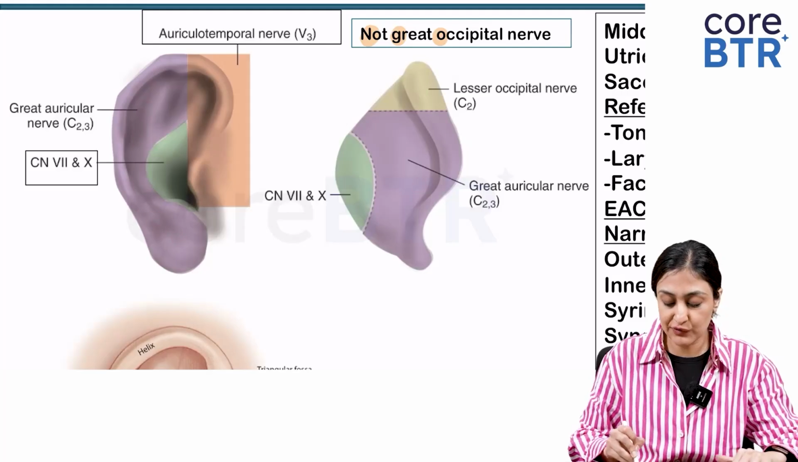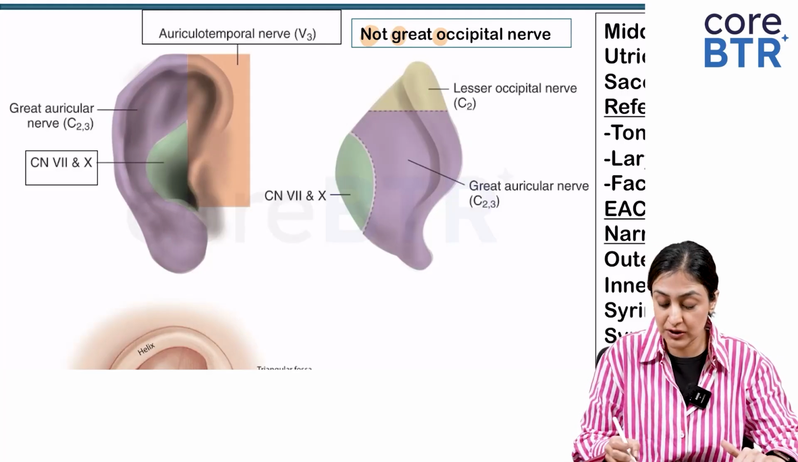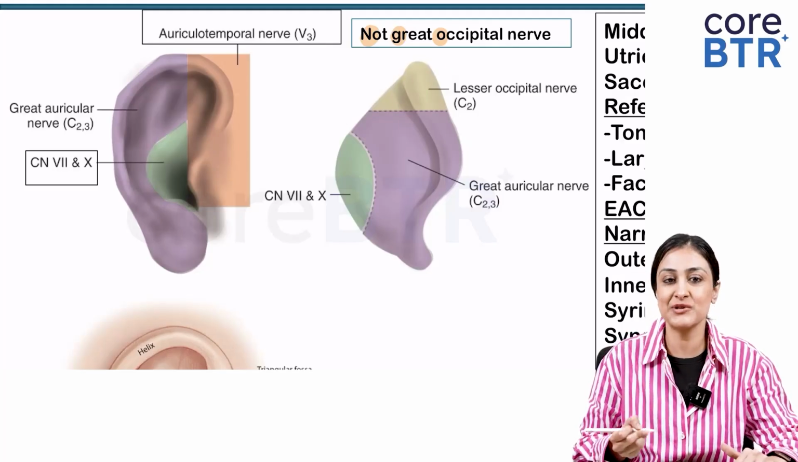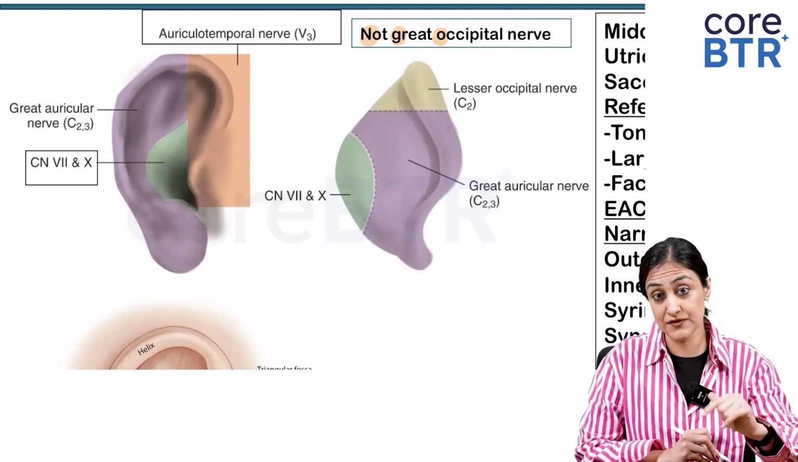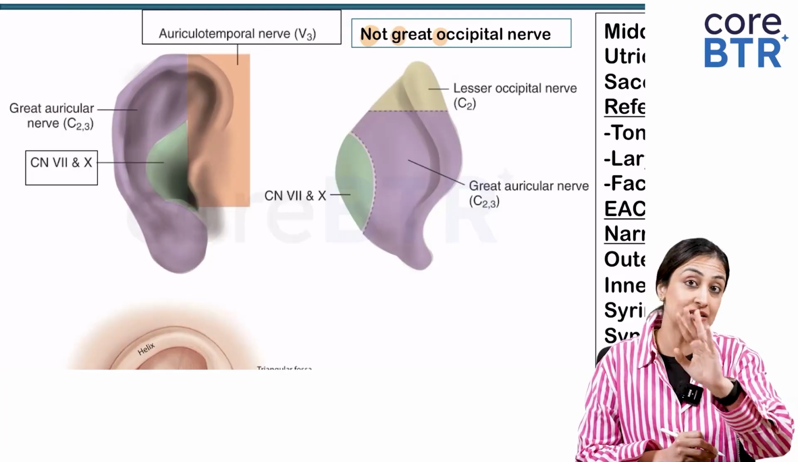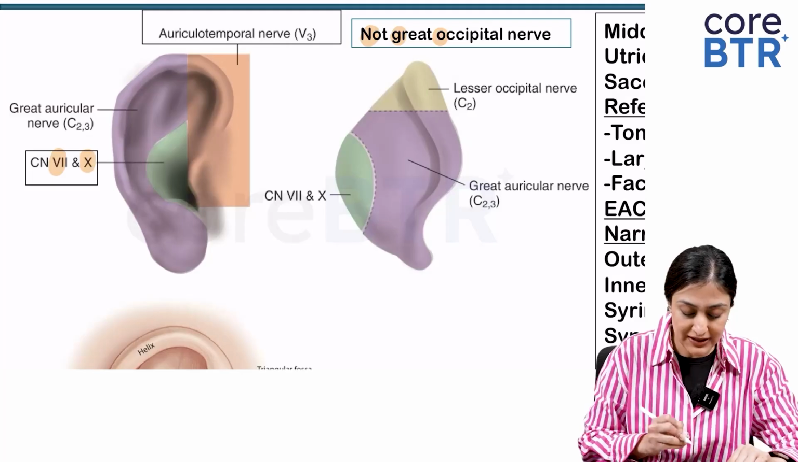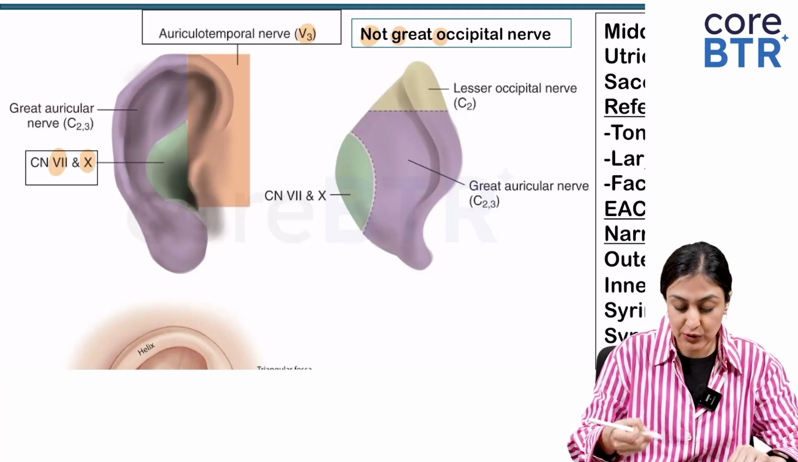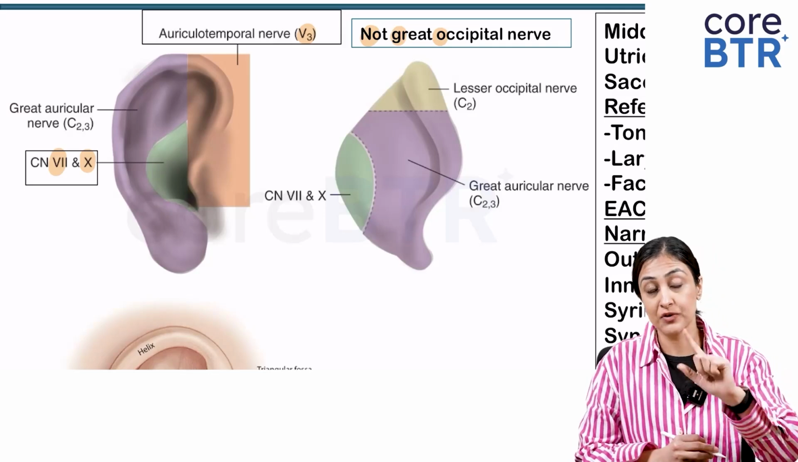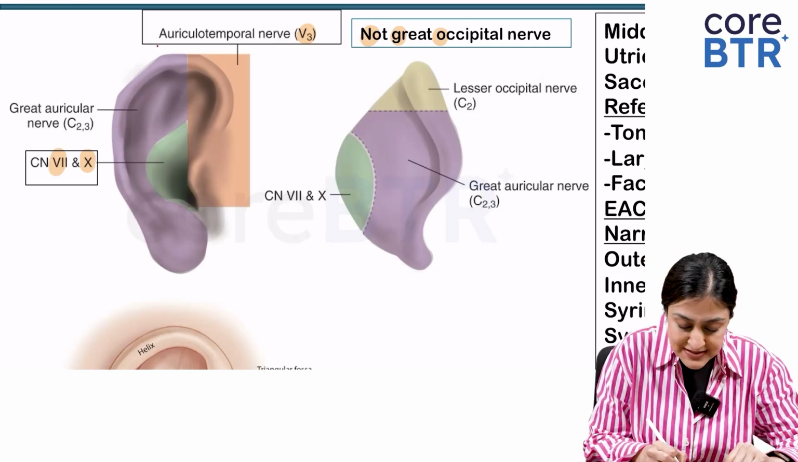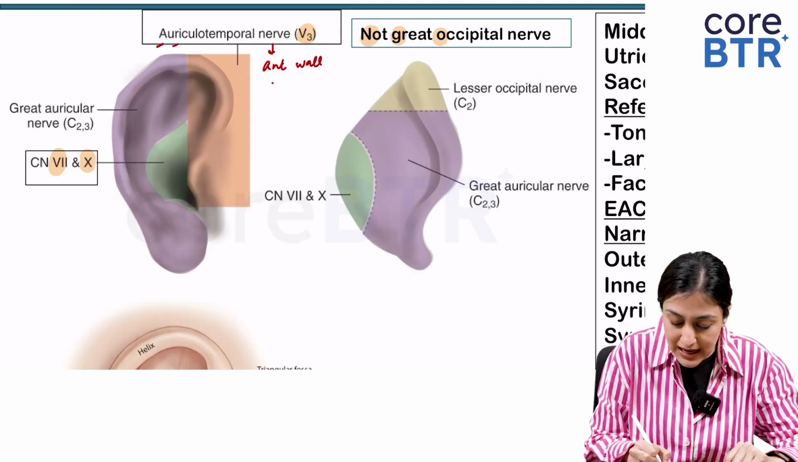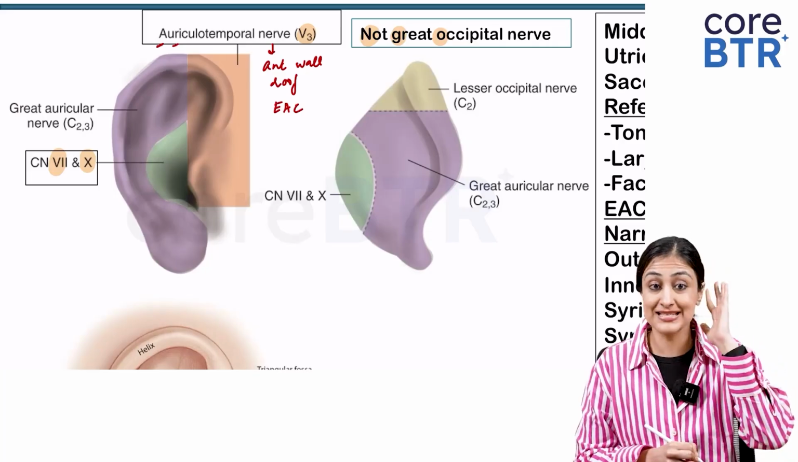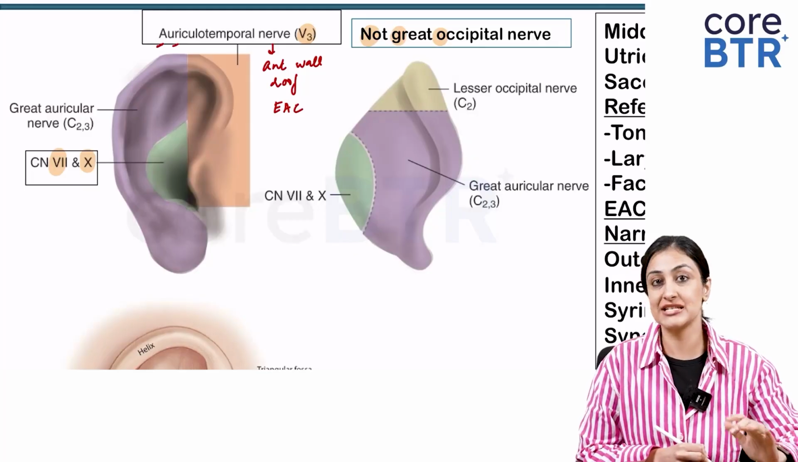You can see majority of the ear is getting its supply from great auricular, lesser from lesser occipital, and then you have this inner part here which is supplied by the cranial nerves. So now which cranial nerves are supplying? Mainly 3. So we have cranial nerve 7, we have 10, and you can see the auriculotemporal nerve here, which is V3. So auriculotemporal nerve, as the name has A and R, remember, also supplies the anterior wall and the roof of the external auditory canal. So AR supplies external part and also supplies anterior wall and roof.